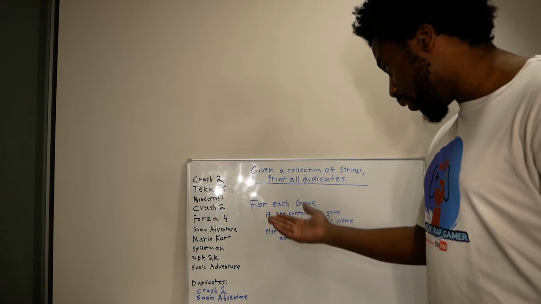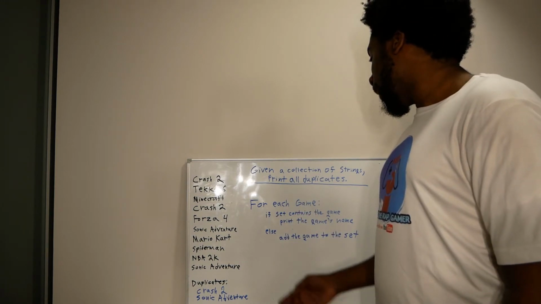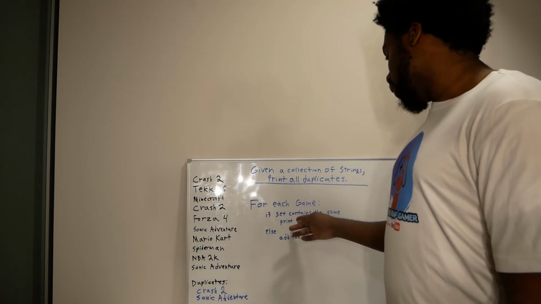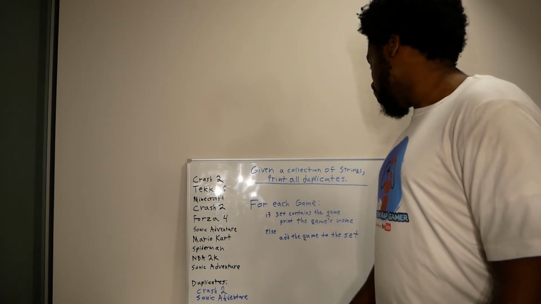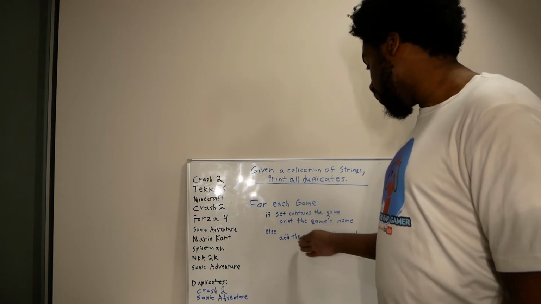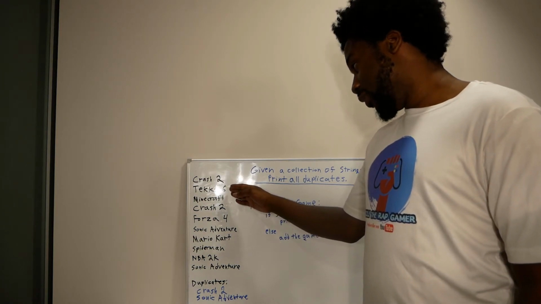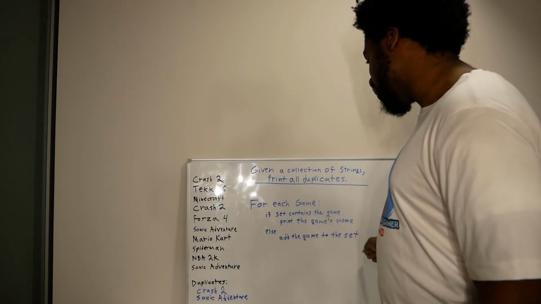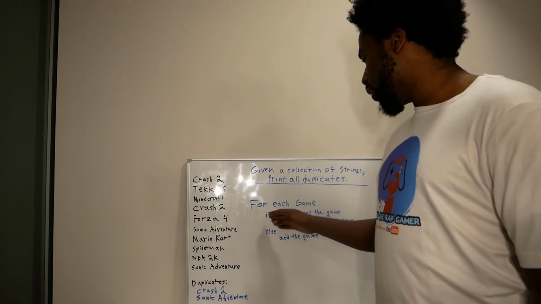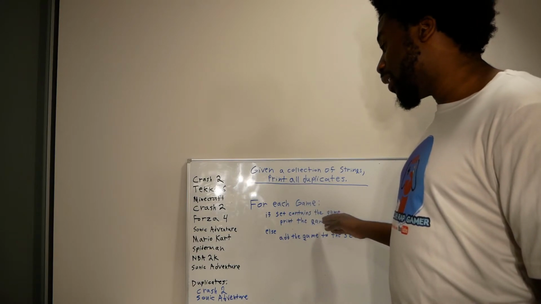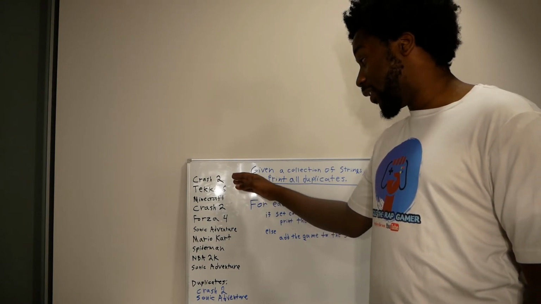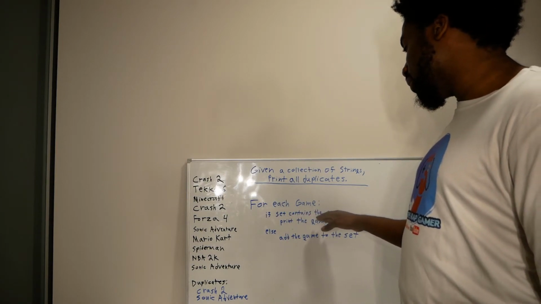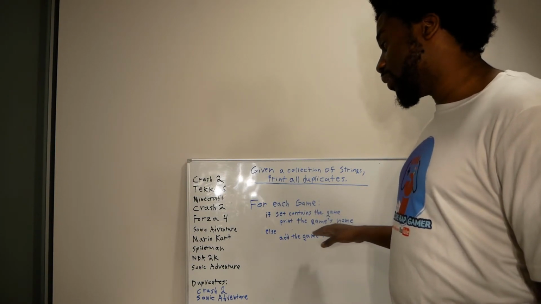So we can start going through this example and say, okay, we're gonna loop through all these. So for Crash 2, does the set contain it? No, it doesn't. So we add it to the set, and we move on with our lives. Same with Tekken 6, add it to the set. Same with Minecraft, add it to the set. But when we get to Crash 2, we say, does the set contain this game? And it does, because we added it here. So it says, okay, the set contains this game, so we print the game because it's a duplicate.